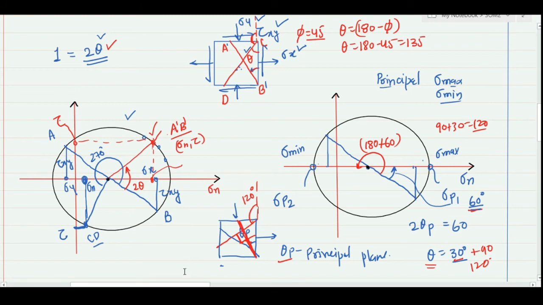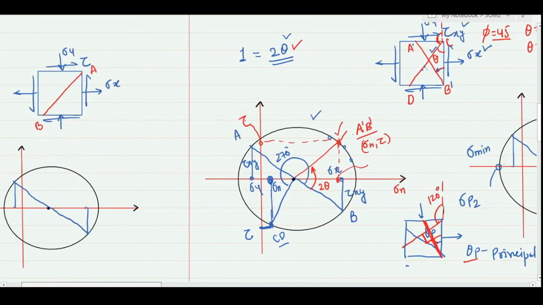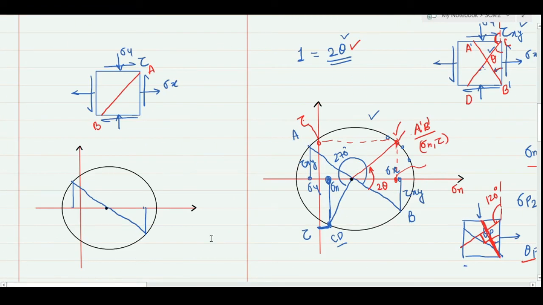Now the last case, that is the maximum shear stress. In the case of maximum shear stress, we have to see these two top and bottom points, because this is our Mohr circle. This axis represents the normal stress and this represents the shear stress. So the top two points correspond to the maximum shear value.